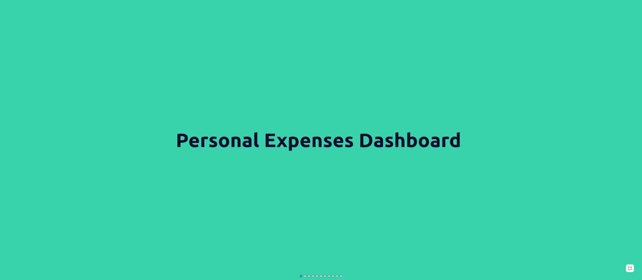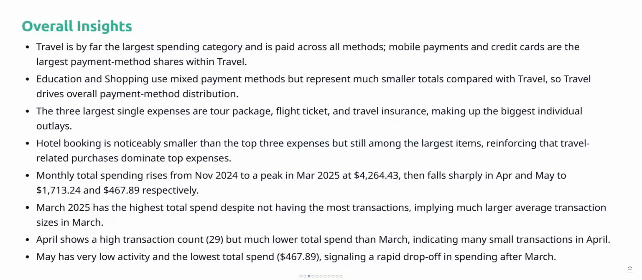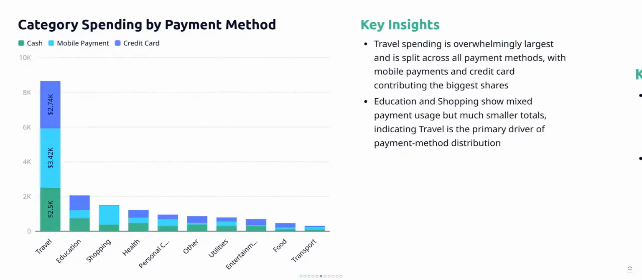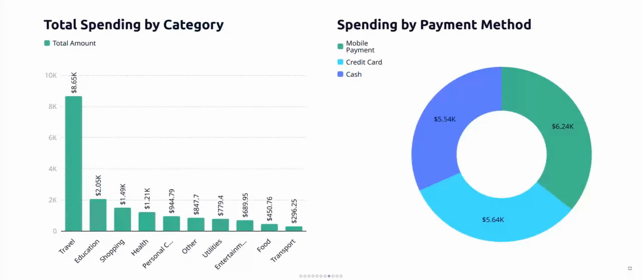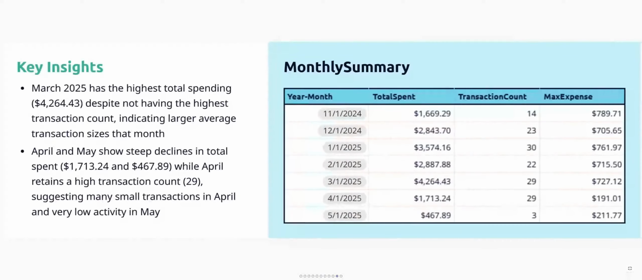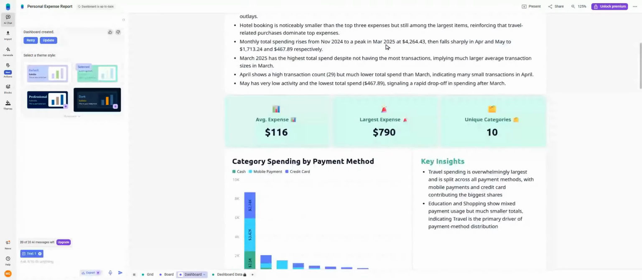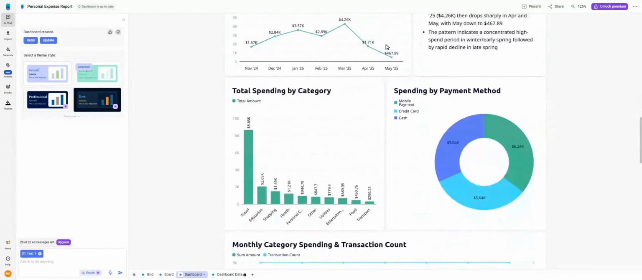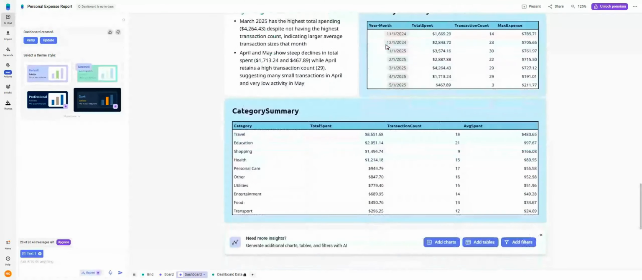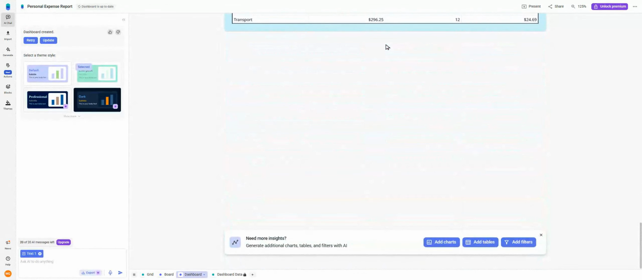Now let's enter presentation mode for a clean, professional view perfect for sharing with stakeholders or reviewing your financial data. The full screen experience highlights every chart and metric beautifully, making your expense analysis crystal clear and impactful. Back to edit mode, you can interact with every element, filter data, and dive deeper into your spending patterns.